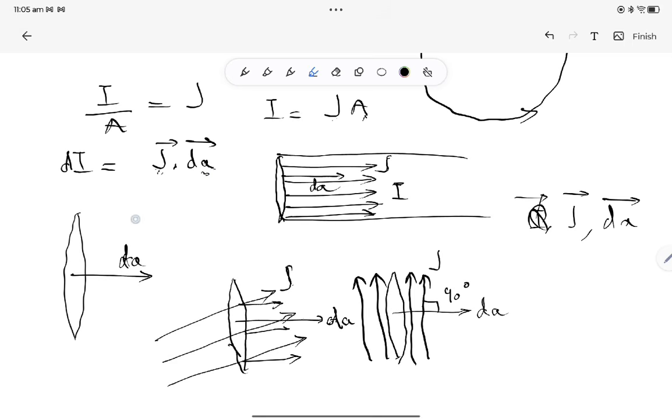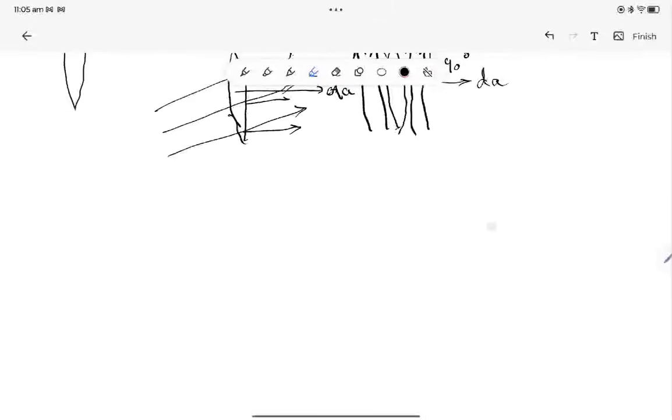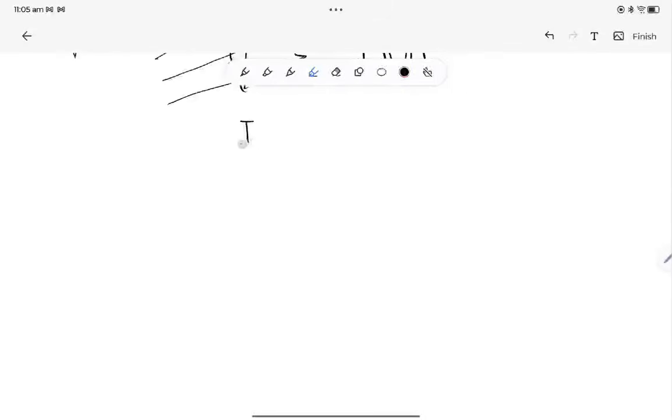The total current is calculated simply by an integral of this J dot dA, but see which integral it is. Since you are dividing the area of cross section, the integral that you are taking is a surface integral. So I think this must be clear to you. Now we can write I is equal to integral J dot dA.